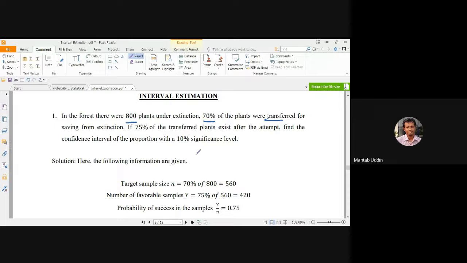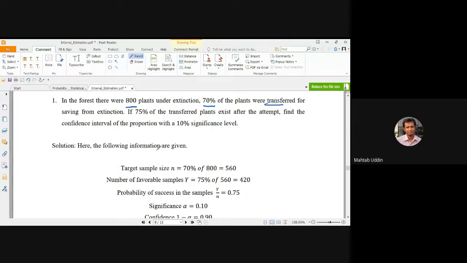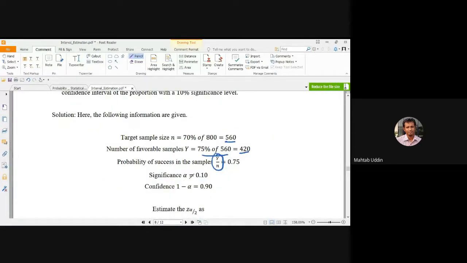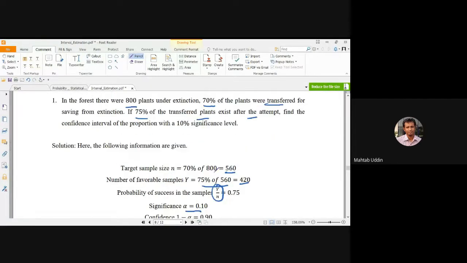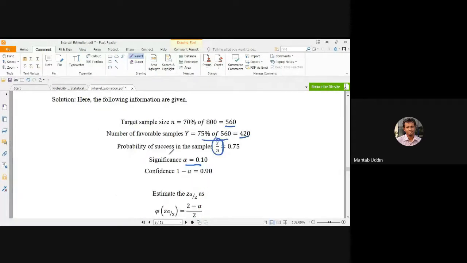70% only. So this 70% is actually our target. And 75% of the transferred plants exist after the attempt. So 70% of 800 was 560, and the favorable sample, that is which exists after the work, is 75% of the transferred plants, that is 420. So we need the ratio 0.75. Significance is given 0.10. You can see you have to find the confidence interval with 10% significance. So the confidence is 90%.